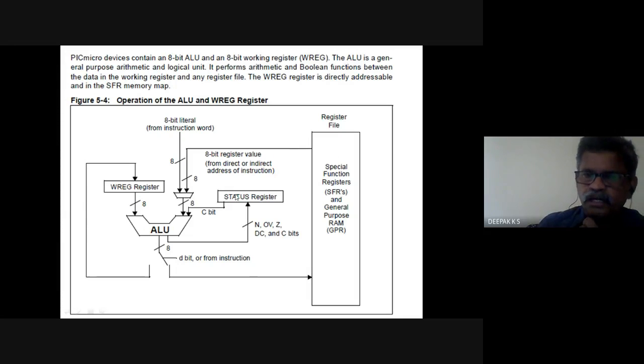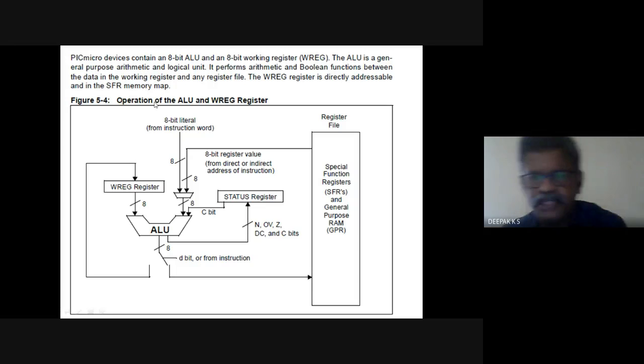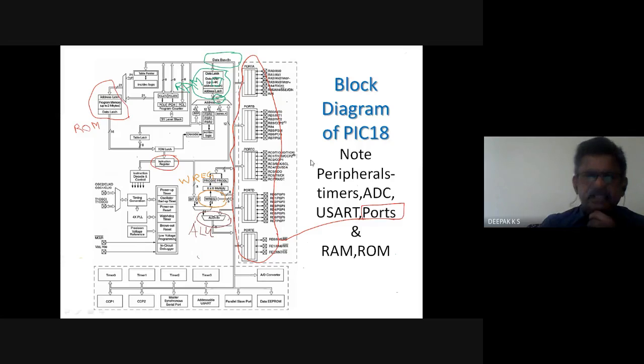So we will come to that portion later on. So for the time being, you should just keep in mind this big picture which I had shown.